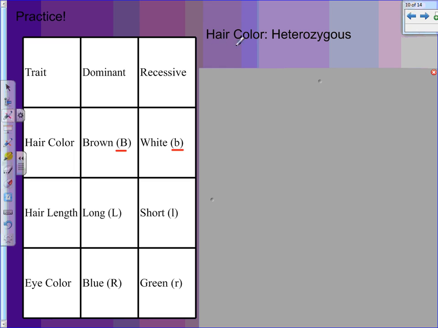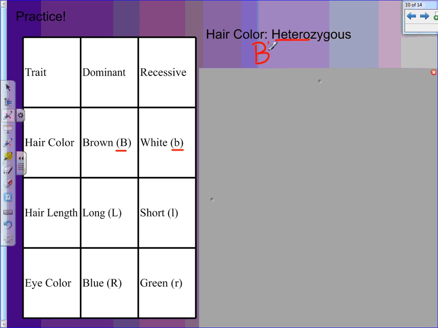Okay, hopefully you paused the video. For hair color, we're going to be using B's. Remember, hetero means different. So heterozygous for hair color would be big B, little b. And I want you to be thinking about why they get 2. Remember what we said about how you get half your genes from mom and half from dad. So think about that.